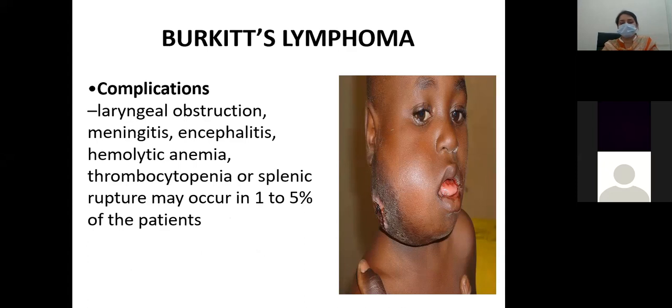Okay, as I have already told you, Epstein-Barr virus can also cause Burkitt's lymphoma. So this is a picture of a child having Burkitt's lymphoma. There can be complications. What can be the complications? There can be laryngeal obstruction, meningitis, encephalitis, hemolytic anemia, and thrombocytopenia, that is low platelets, or splenic rupture. It may occur in 1 to 5% of the patients, not in all the patients.